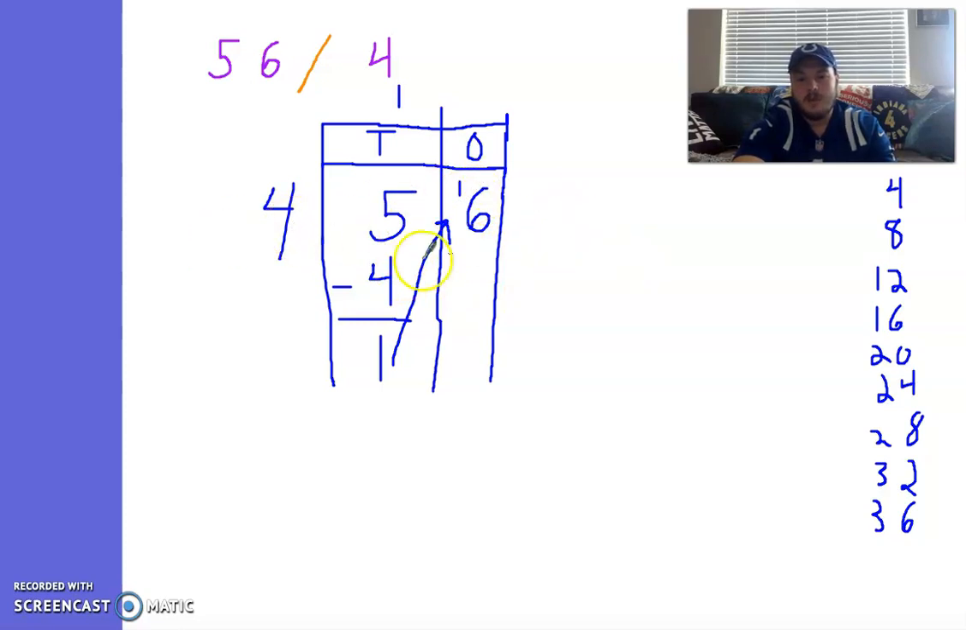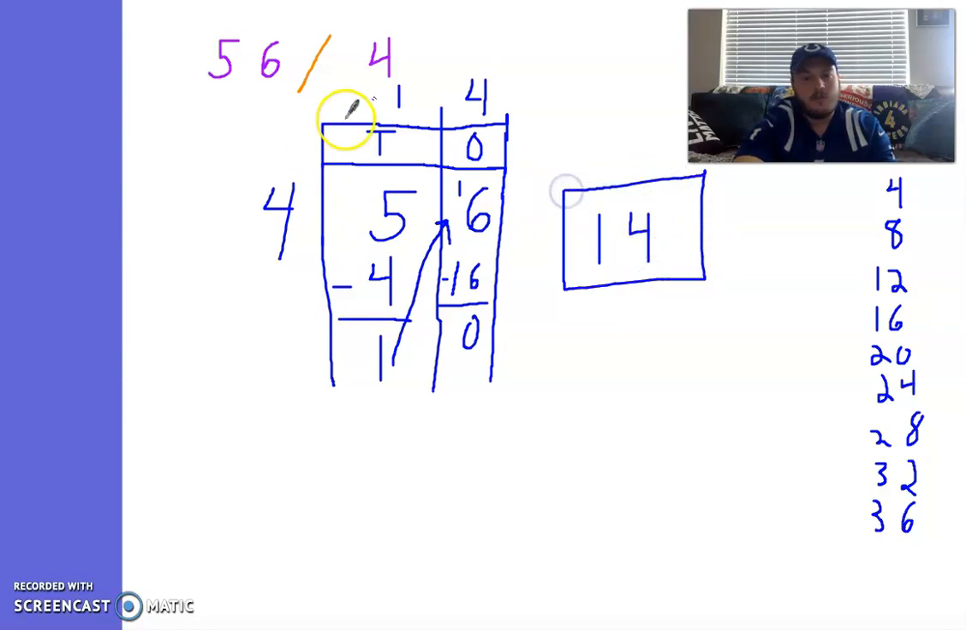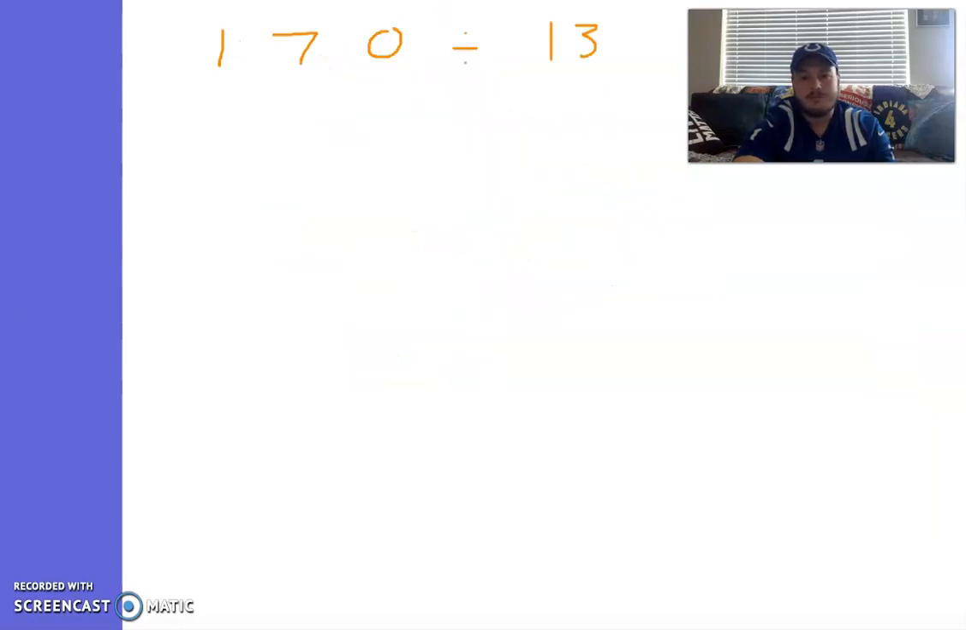How many times can 4 go into 16? Well, let's look at our skip counts. 1, 2, 3, 4. We've found a match. Multiply 4 times 4. Put our product down here. 16. Subtract gives me 0. So we know our quotient is 14. I could check it with multiplication, but just for time, we are just going to say our quotient is 14.